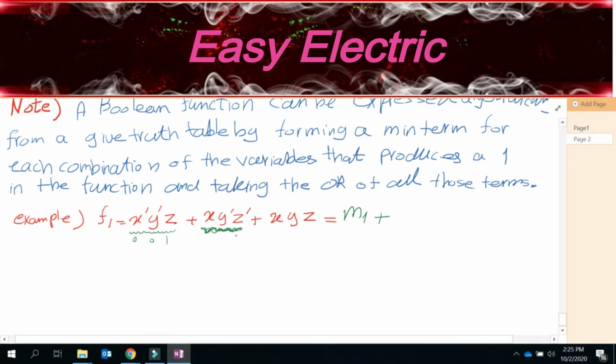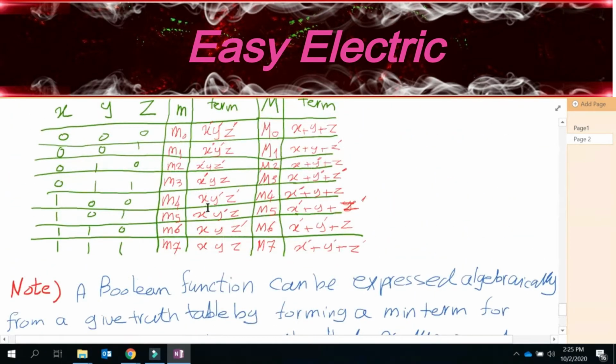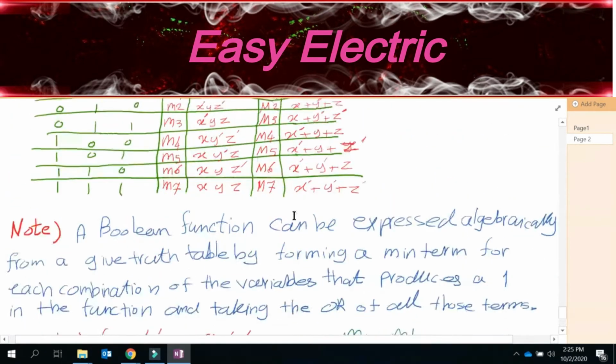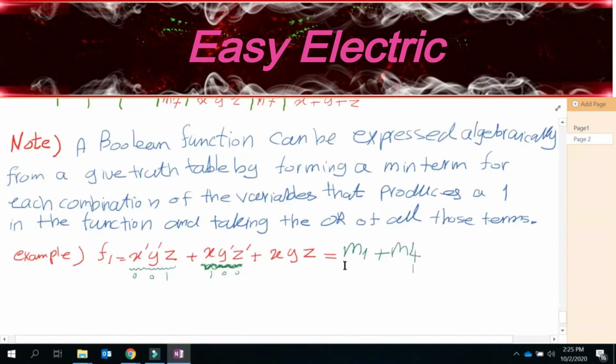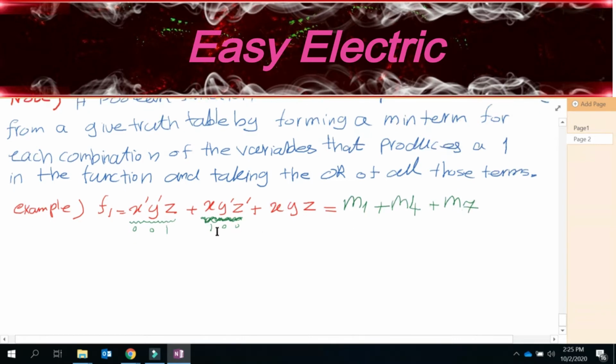So definitely you say the same thing. 0, 0, 1, that pin definitely is 4. If you don't believe me, go back to this table and check the M4. So see x, y prime, z prime. Okay, x, y prime, z prime. And what should be the last one? Should be M7. Okay, so nothing new.